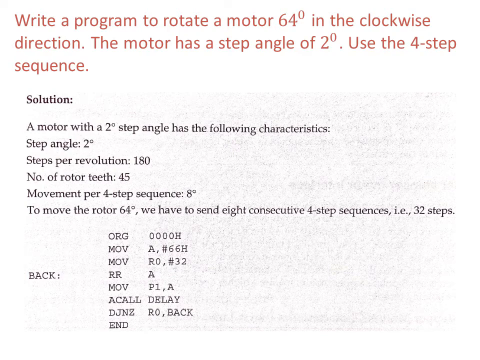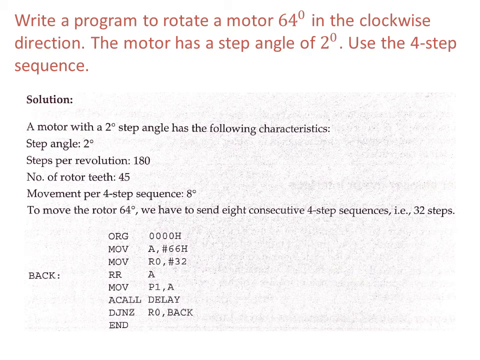Now the solution to this program. A motor with a 2 degree step angle has the following characteristics: the step angle is 2 degrees, steps per revolution is 180, and the number of rotor teeth is equal to 45. Movement per 4-step sequence is 8 degrees. We get all this information. Now, to move the rotor 64 degrees, we have to send 8 consecutive 4-step sequences, that is 32 steps.